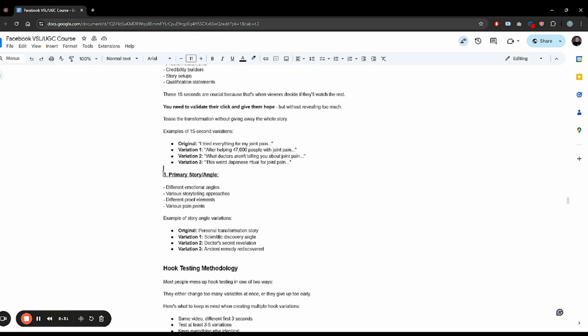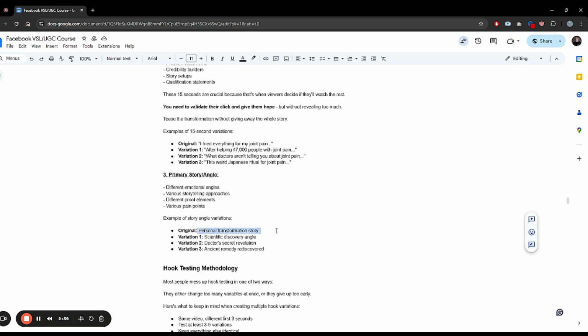Then you can also split test the primary story and angle. So different emotional angles, various storytelling approaches, different proof elements, various pain points, examples. And here are some examples of story angle variations. So the original is a personal transformation story. Variation number one is a scientific discovery angle. Variation number two is a doctor's secret revelation.